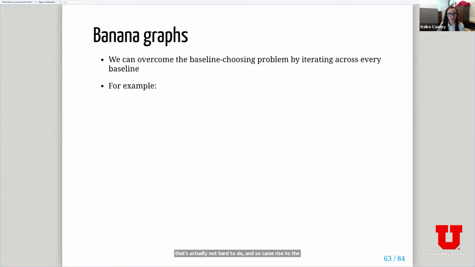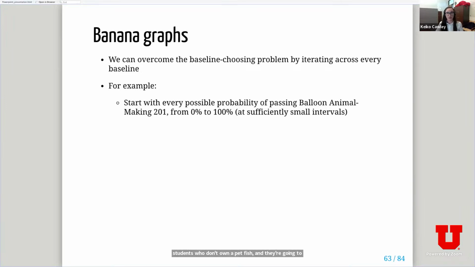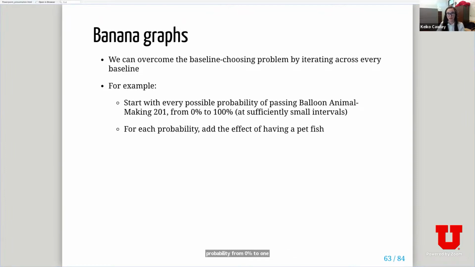And so how this works is, say, for example, your stakeholder is interested in knowing how owning a pet fish affects your chances of passing balloon animal making 201. So what we're going to do is take all the students who don't own a pet fish, and they're going to be the baselines. And we're going to take their probability from 0% to 100%. And then for each probability, we're going to add the effect of having a pet fish. And so mathematically, that's what we're doing here.